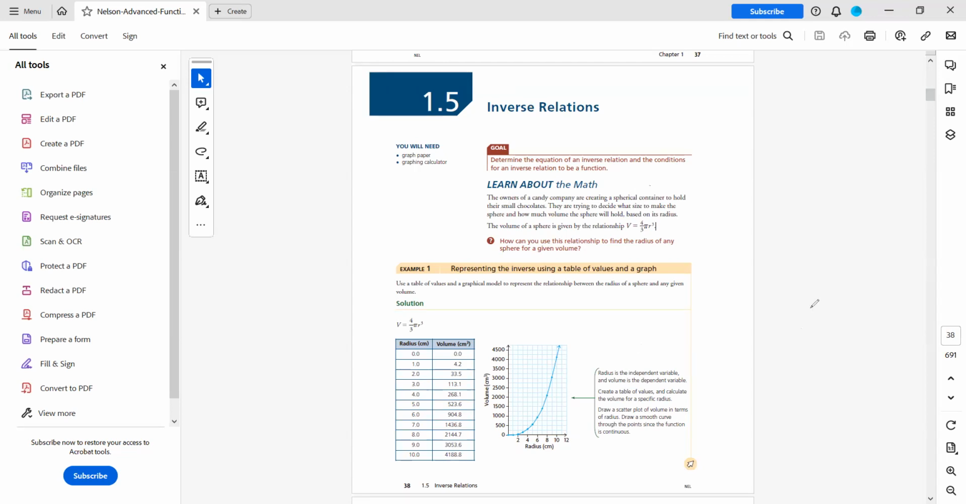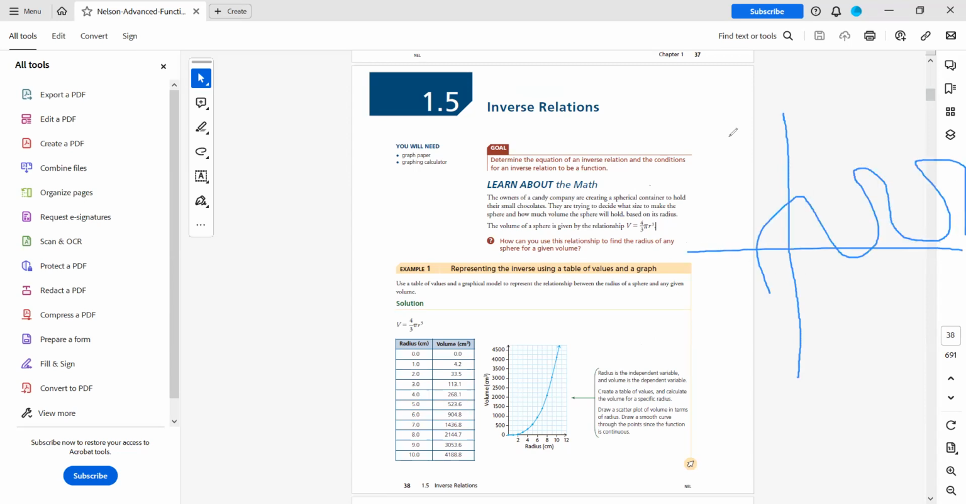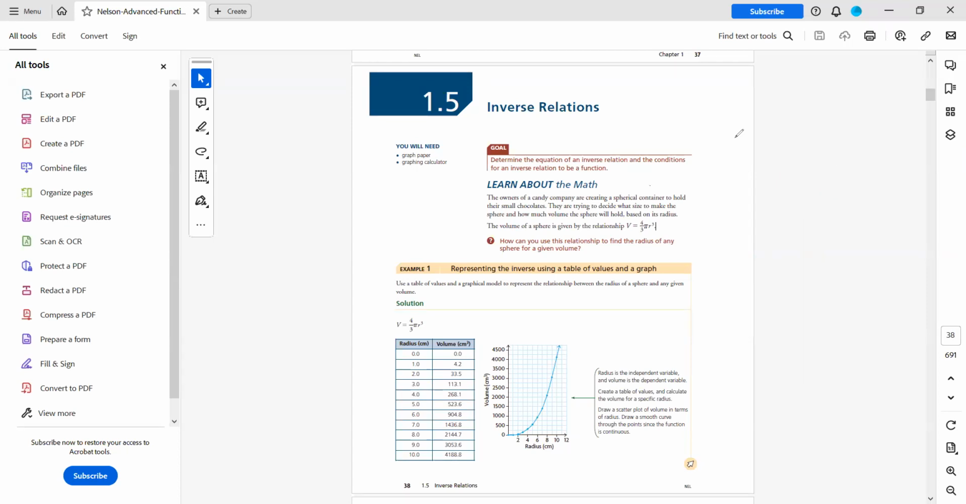For example, a curve that's going to look like this may not be a function, or a curve that looks something like this is also not a function. And we're going to look into how we can identify that with exact criteria. So, learning about the math.